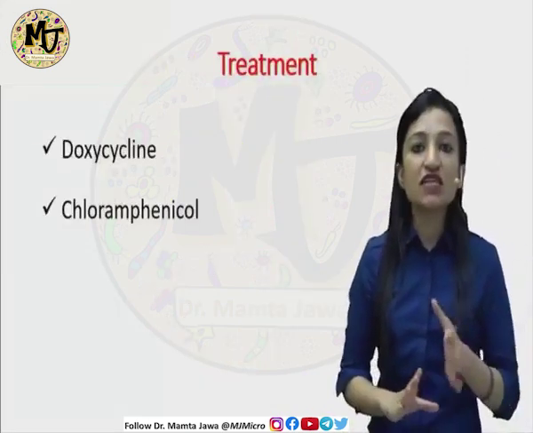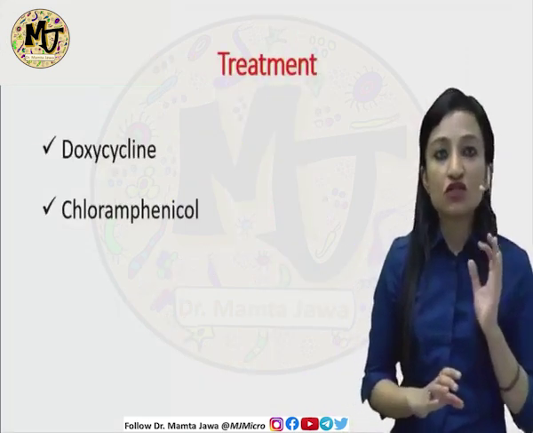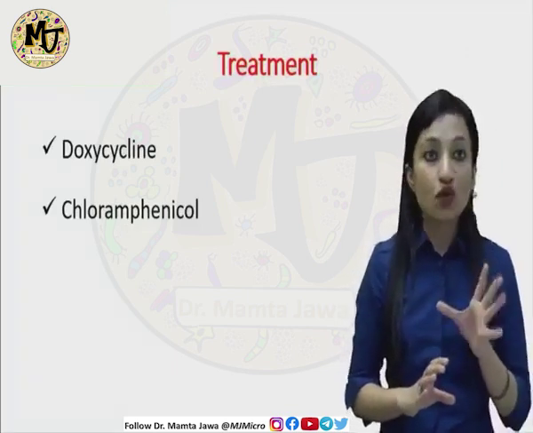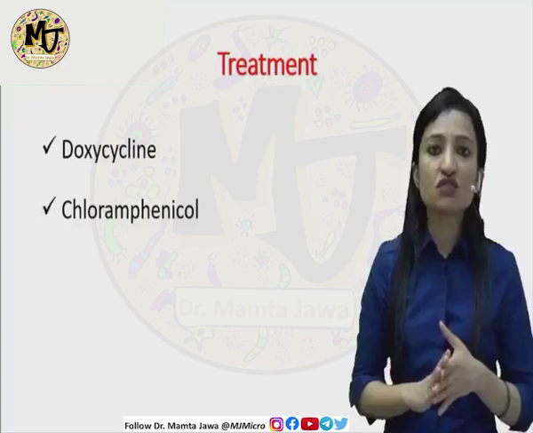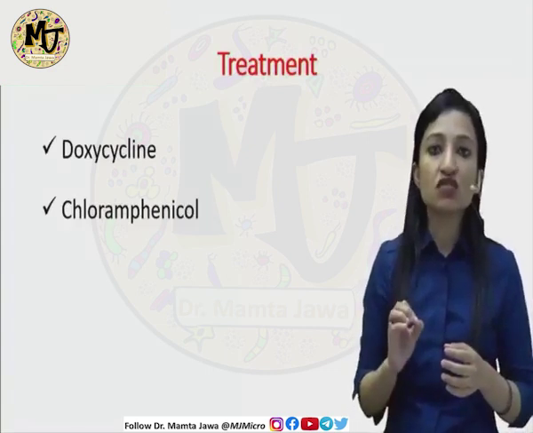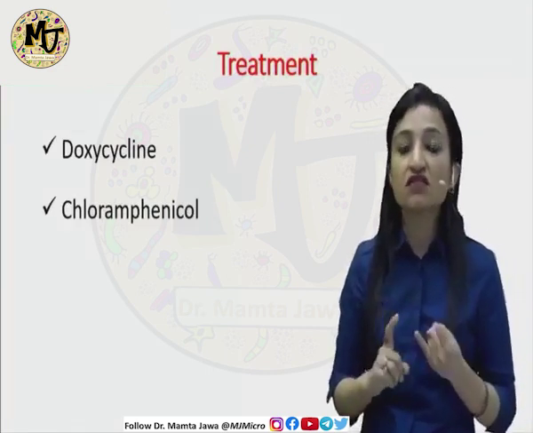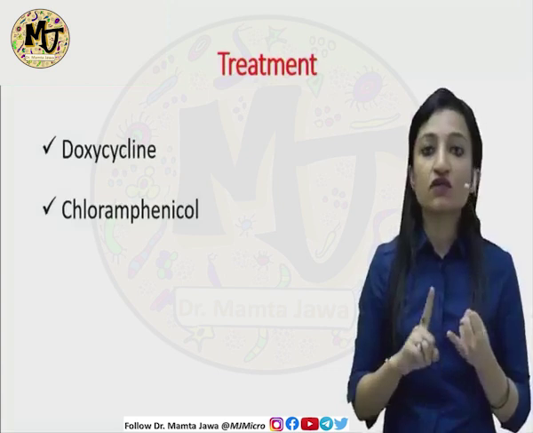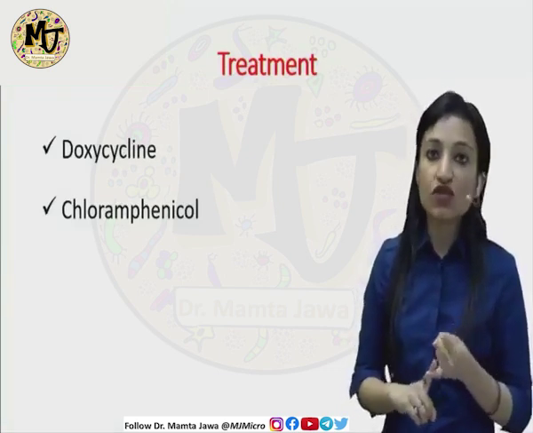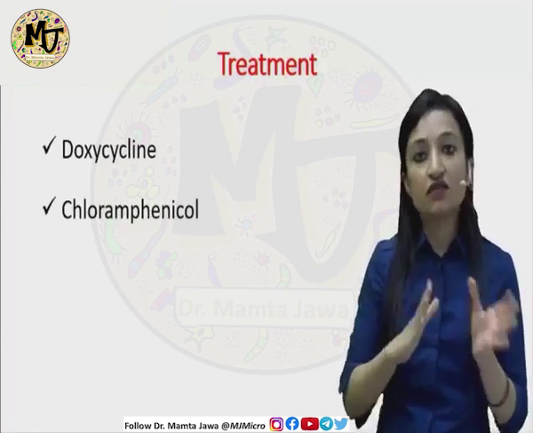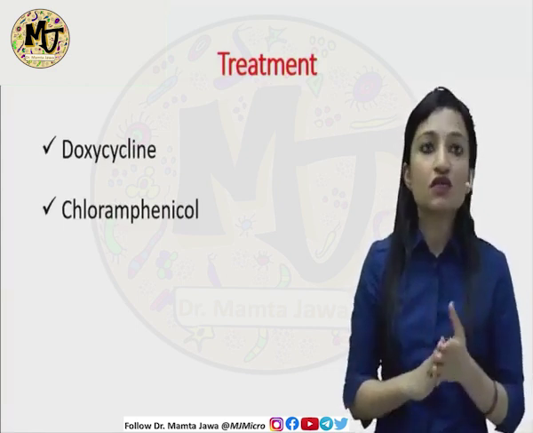Then lastly, the treatment part. The drugs which we can use are doxycycline and chloramphenicol. Remember, we cannot use cell-wall-acting drugs because Orientia tsutsugamushi is very different from other bacteria, since it does not have the lipopolysaccharide layer, and it does not have the peptidoglycan either. Okay, so in that respect it differs from the other rickettsial organisms.